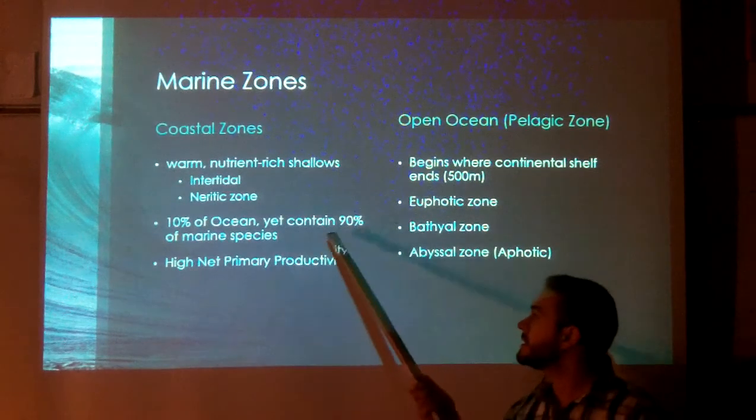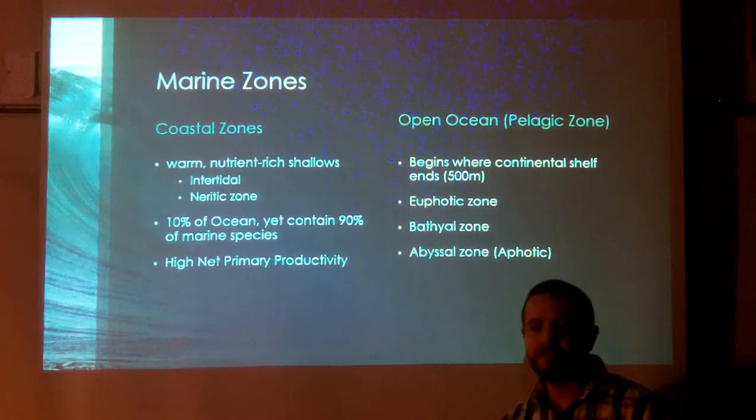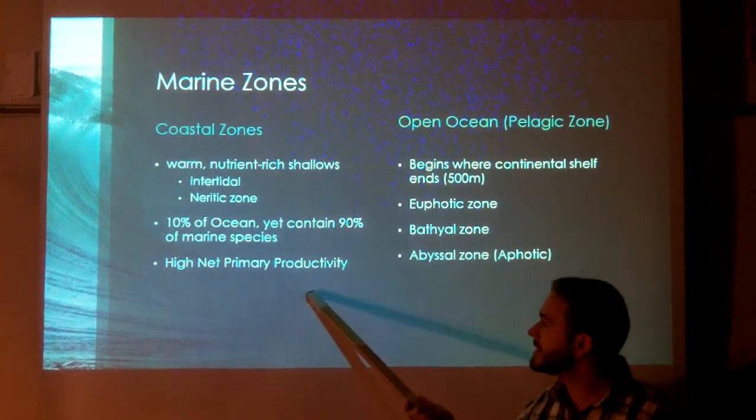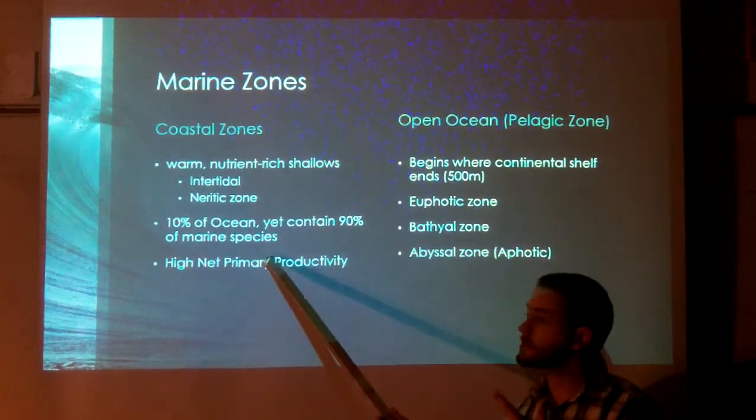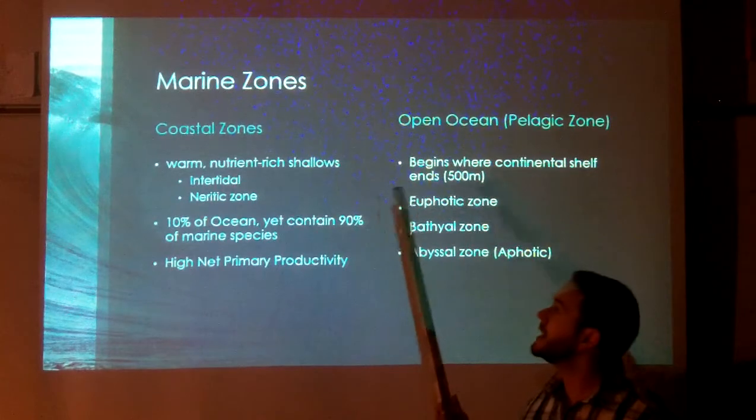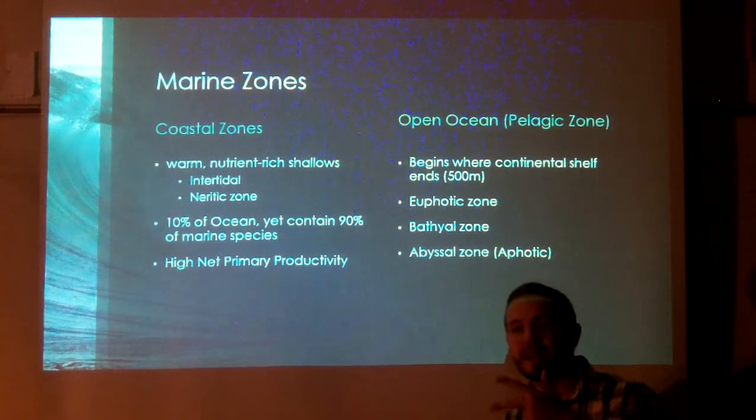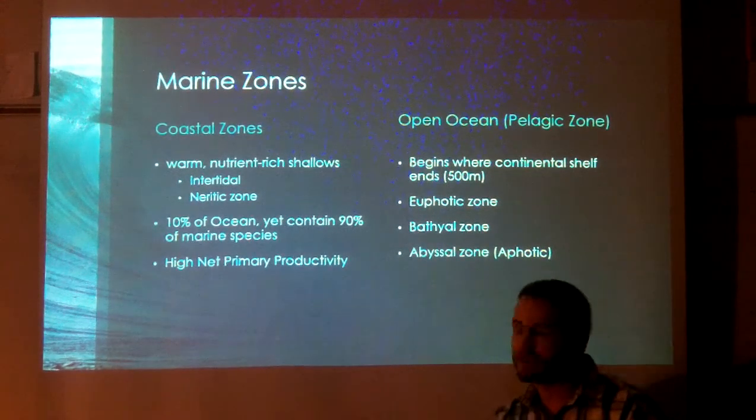But 90% of marine species spend all or part of their life there. Very important to take care of. And they have a high net primary productivity because it's warm, lots of organisms there. So this is where a lot of your plankton might be. And it's very nutrient rich. So all of these organisms that form the base of the food chain there have everything they need to start that food chain and get it kick-started.